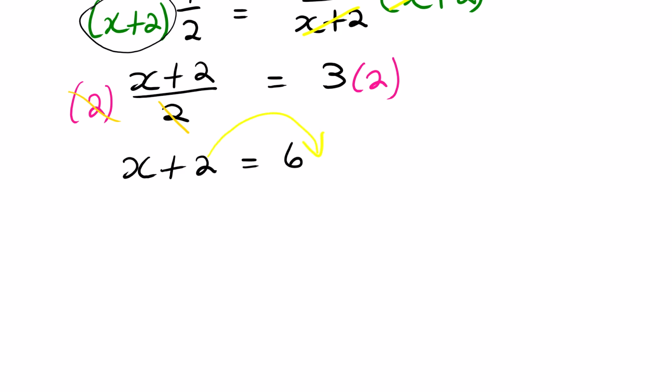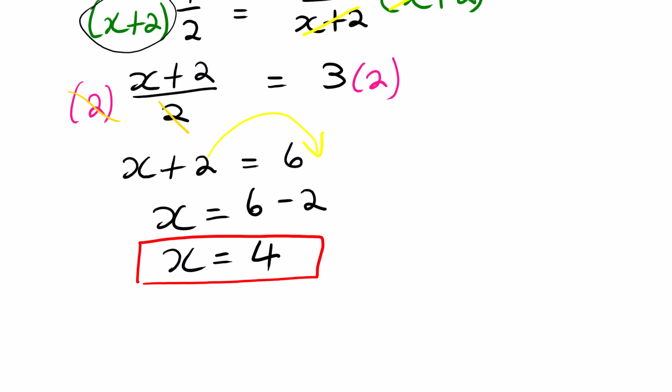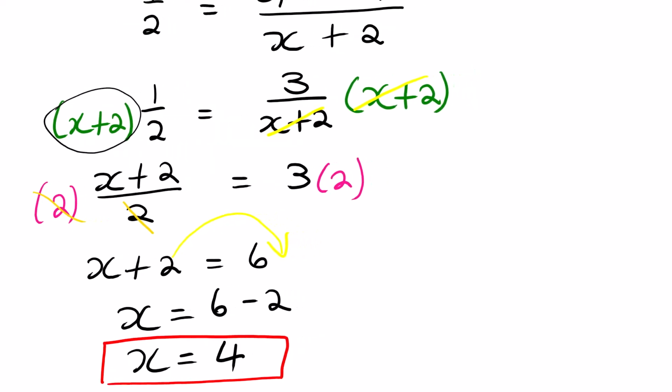From here we are going to transpose this to the other side, so we have x is equals to 6 minus 2. X is equals to 4. So the x coordinate is 4.